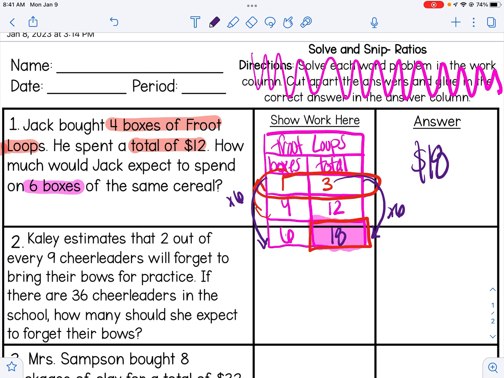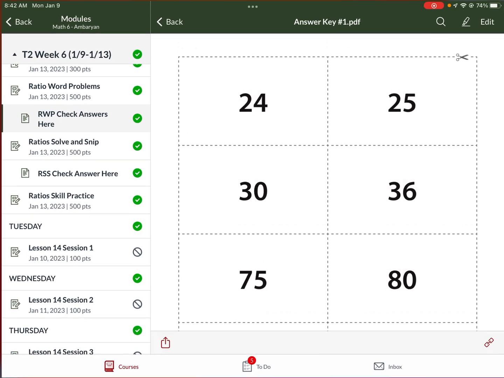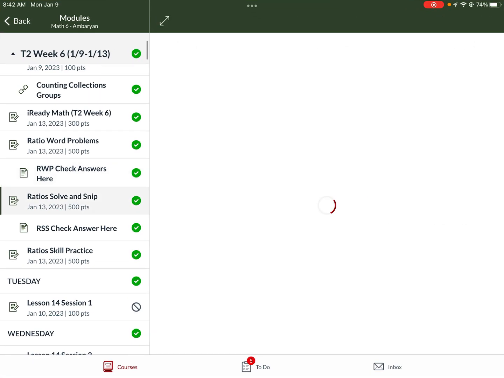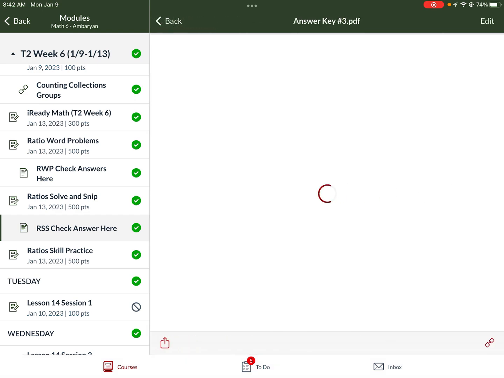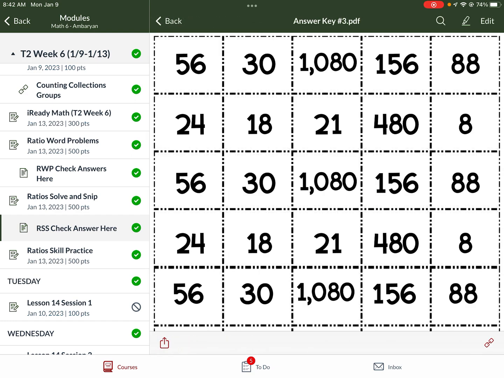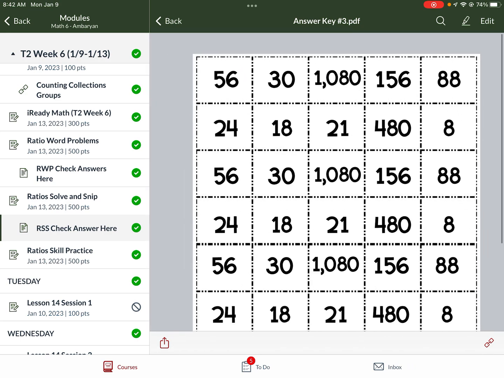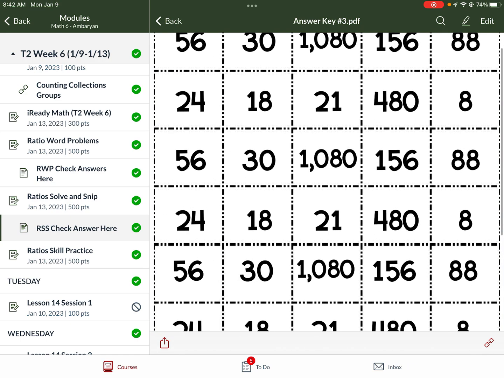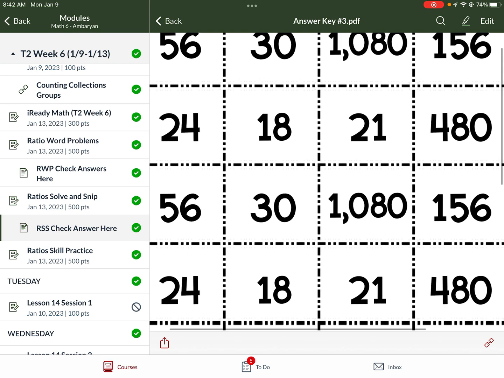Okay, and to check your answers, you're going to go to Canvas. Underneath Ratios, Solve, and Snip, there's Check Answers. Click on the link, and I should be able to find 18 somewhere on this page. So I see 18 right here. If I couldn't find 18, then that means I did something wrong. Since I can find it on the page, I know I'm good to go.